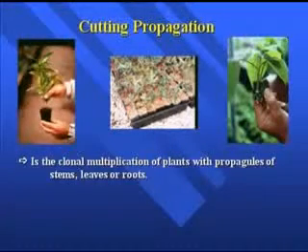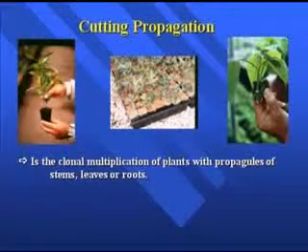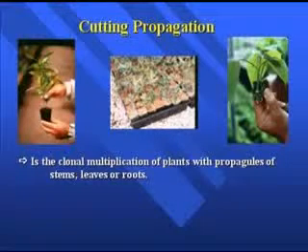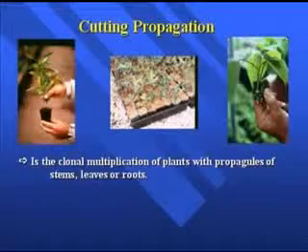Cutting propagation is the clonal multiplication of plants with propagules of stems, leaves, or roots. You have already learned what a clone is, and basically a clone is a genetic copy. And we use clones all the time in horticulture. I can't think of an area in agriculture where clones are used more extensively than in horticulture.